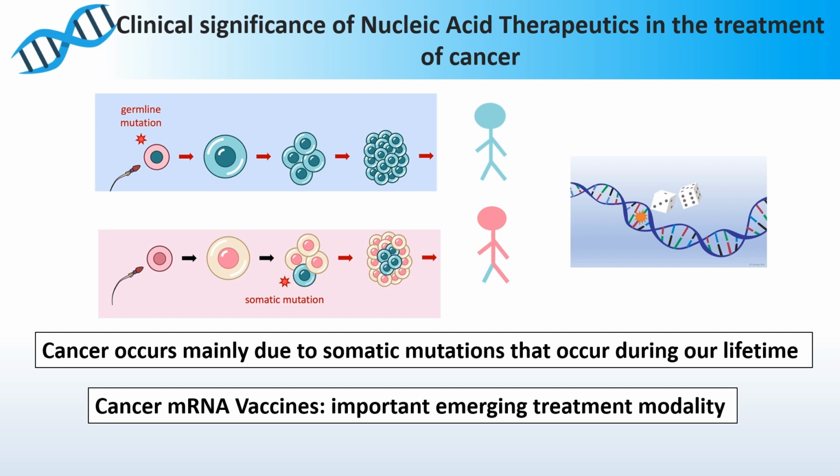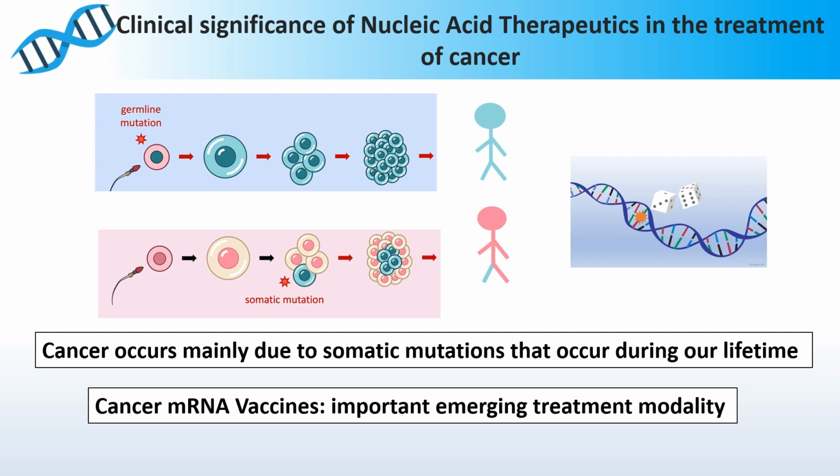But it's important to remember that you can have genes that put you at a higher risk of developing cancer. And a good example that you may have heard of would be mutations in the BRCA1 gene that increases the risk of breast cancer. But even in cases like this, the occurrence of cancer to a large extent is still dependent on additional mutations occurring during our lifetime, rather than being directly due to mutations that we're born with.